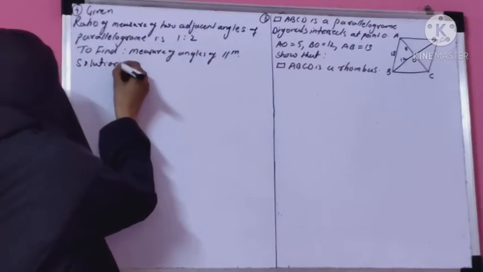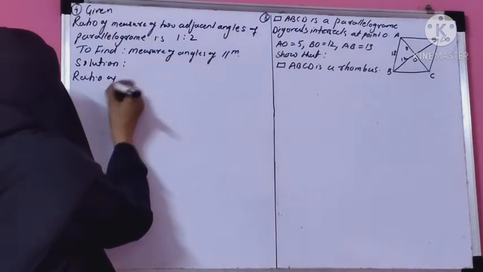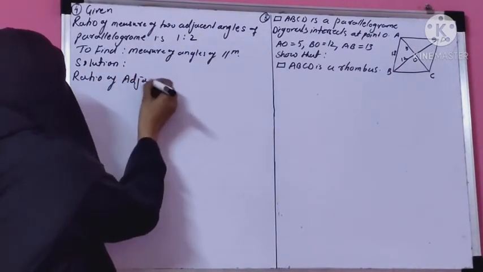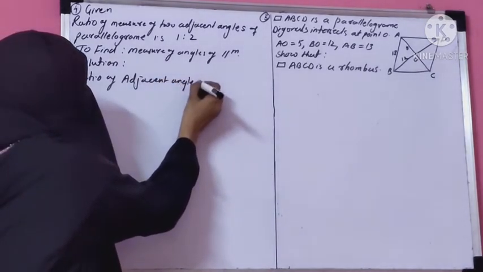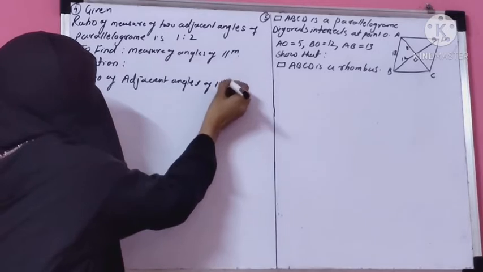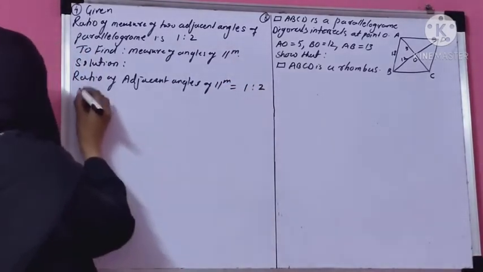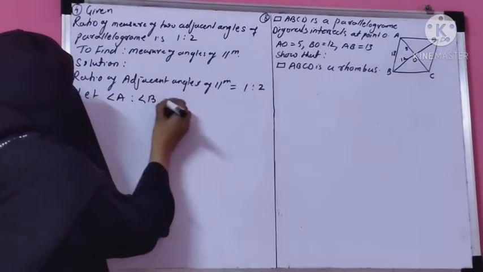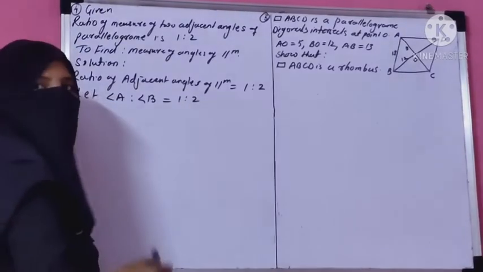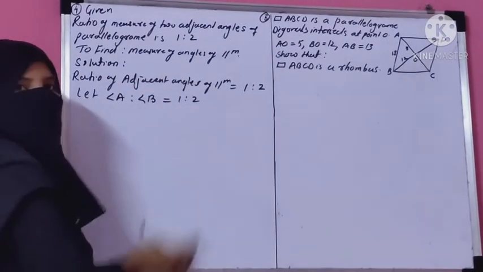Solution. Ratio of adjacent angles of a parallelogram is equal to 1:2. Let me suppose angle A is to angle B is equal to 1:2. We give the name; we suppose these two angles are angle A and angle B.